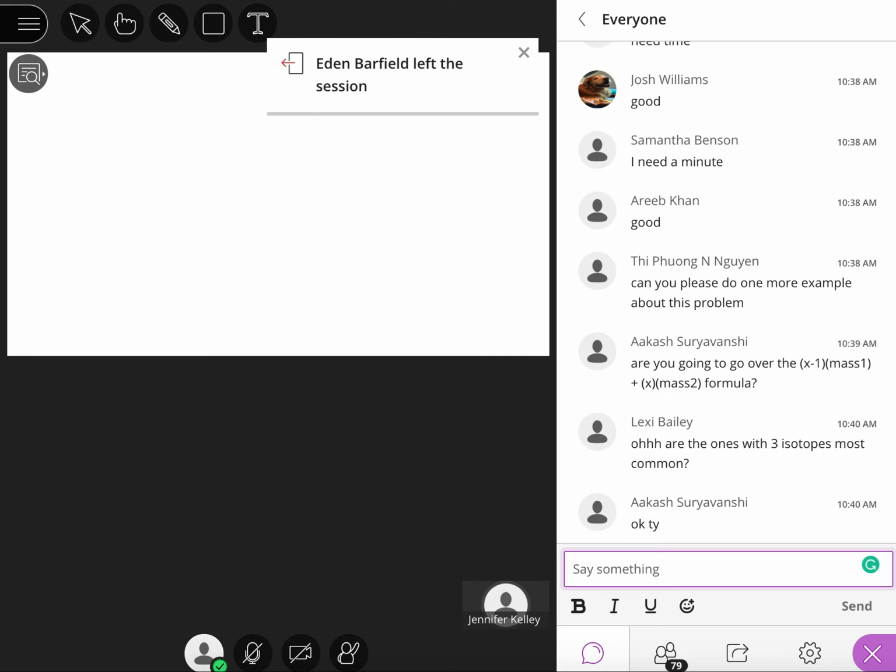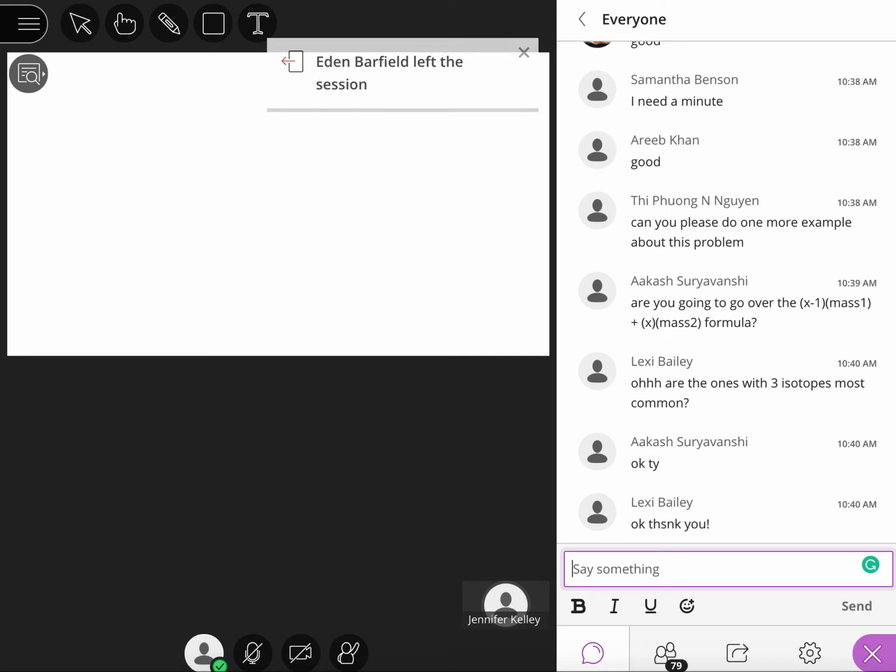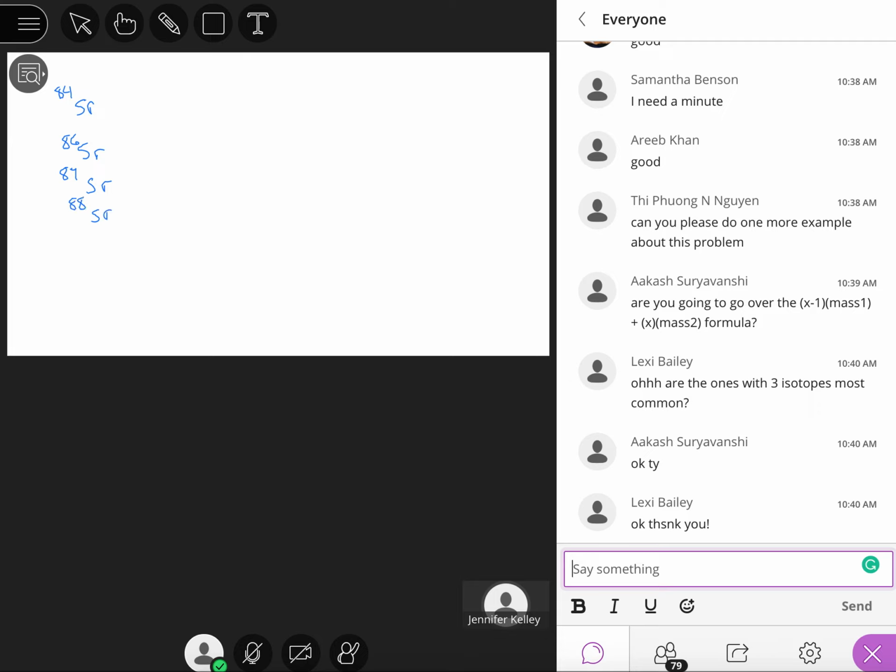All right, so one more example, and then we're going to move on to stoichiometry, so don't run out of time. We'll do sample exercise 2.4. It starts on page 61 and goes to page 62. So this is the isotopes of strontium. So we have strontium 84, strontium 86, strontium 87, strontium 88.